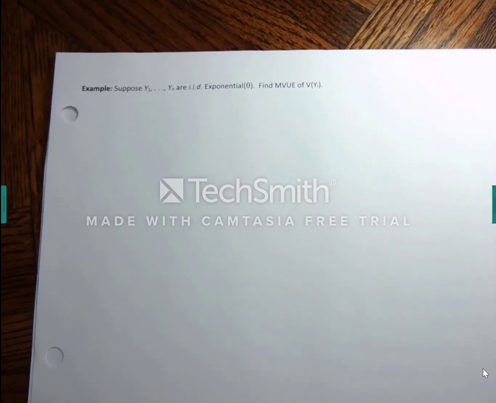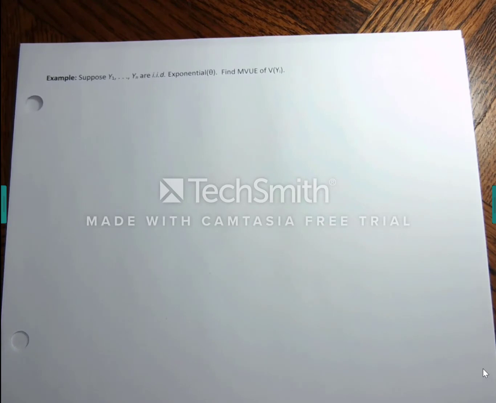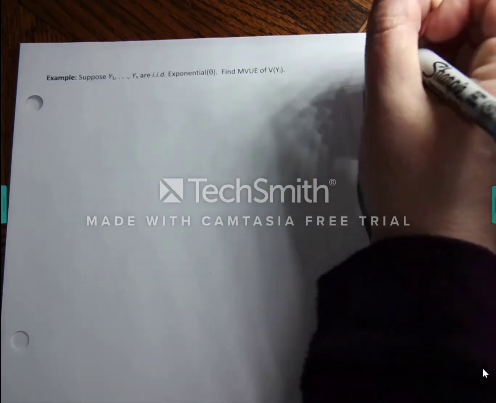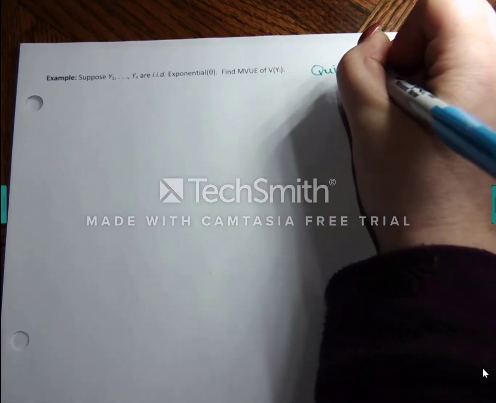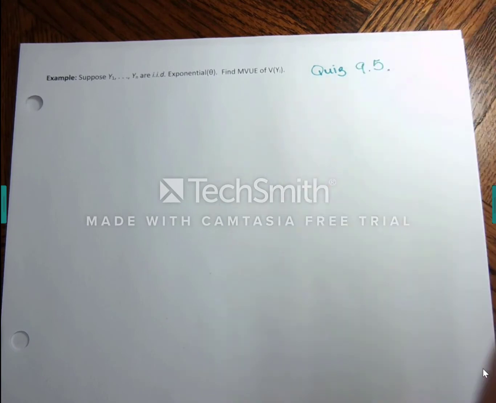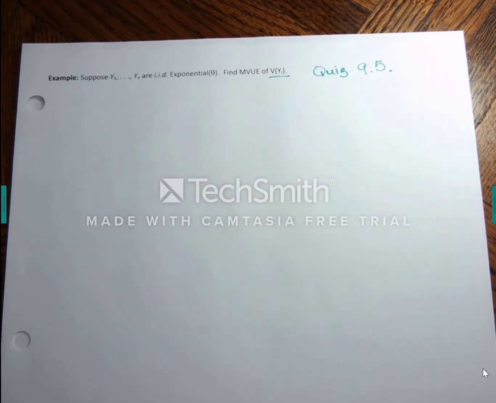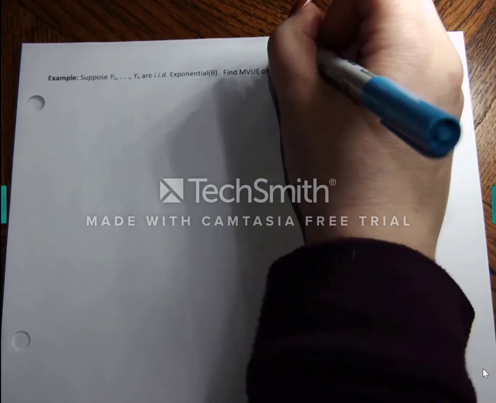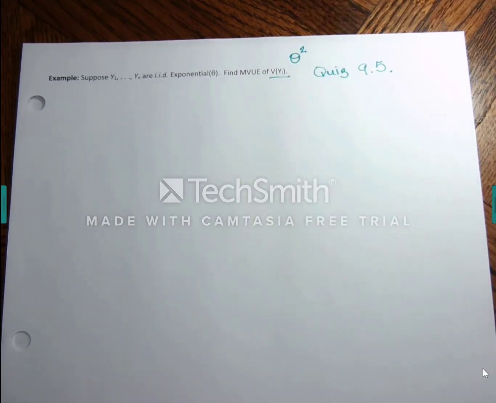So this page says, suppose that y1 through yn are iid exponential theta, find the MVUE of the variance of yi. All right, so this problem right here, this is actually going to be your quiz problem. So this is going to be your quiz for section 9.5. And I'm going to give you a couple hints for this. Now notice we're trying to find the variance of yi. So notice this is the same thing. Since this is an exponential distribution, you're trying to find the MVUE of theta squared.